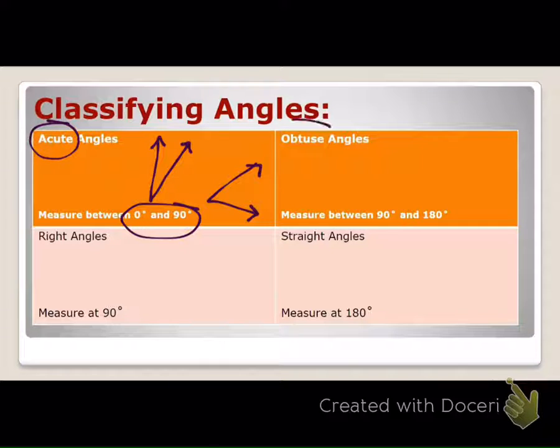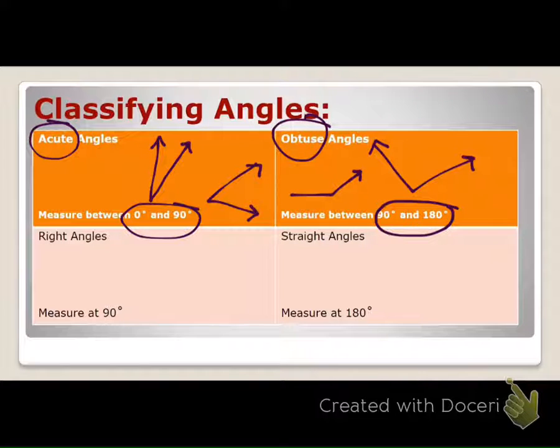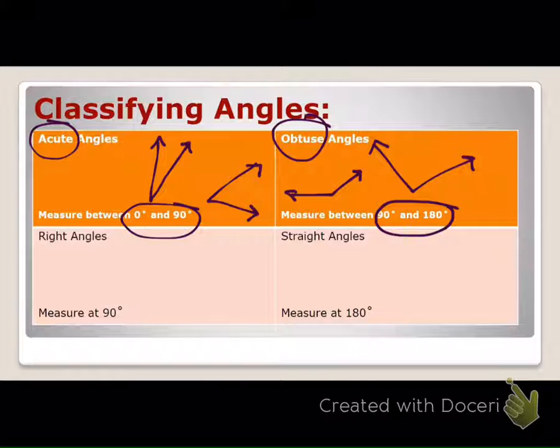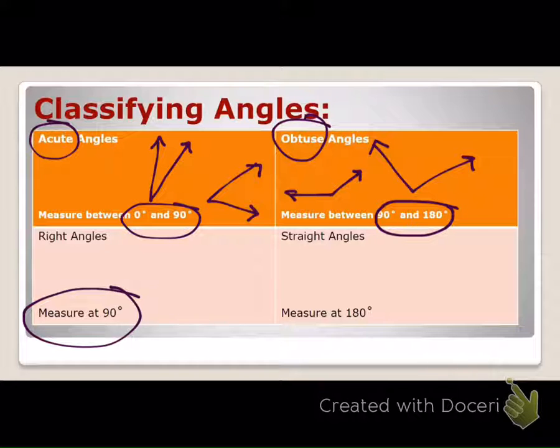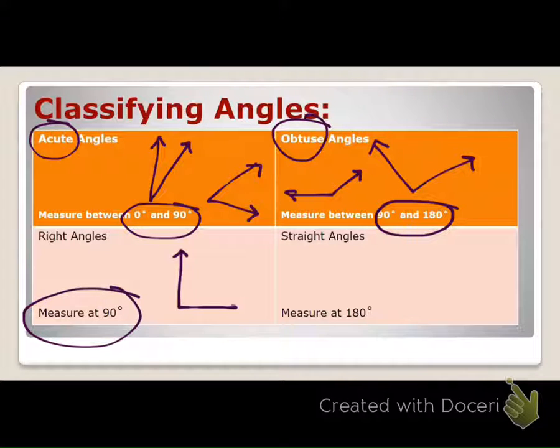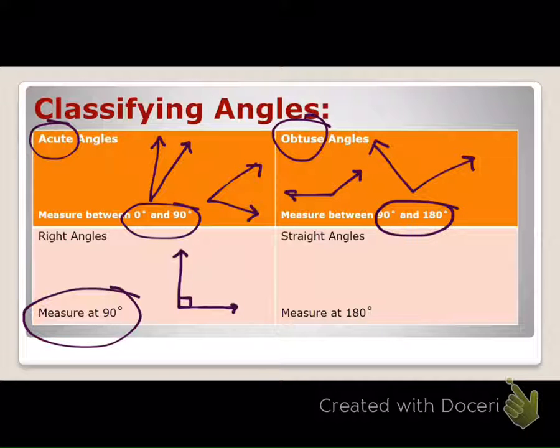Alright, obtuse angles. They're bigger than 90 degrees. So they would look like this, or like this. Something along those lines. They're bigger than 90 degrees. Right angles measure exactly 90 degrees. The corner of a square. It looks like this, and it's marked with a little box. That's a right angle. A straight angle, what do you think that looks like? It's just a straight line.